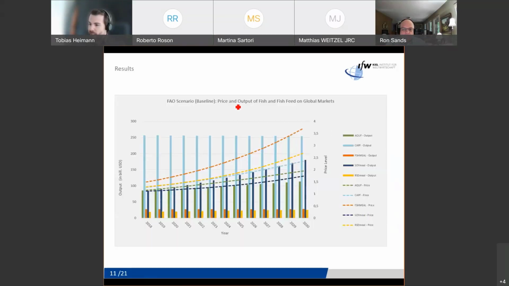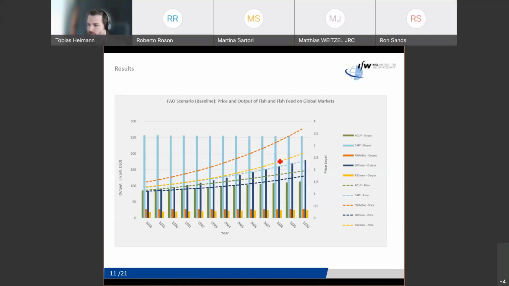Already in the baseline, we see that fish meal gets really expensive. So here the bars are showing the output for fish and fish fodder commodities, while the dashed lines show the price developments. And fish meal is very expensive, followed by rapeseed meal, which is the most expensive oilseed meal.